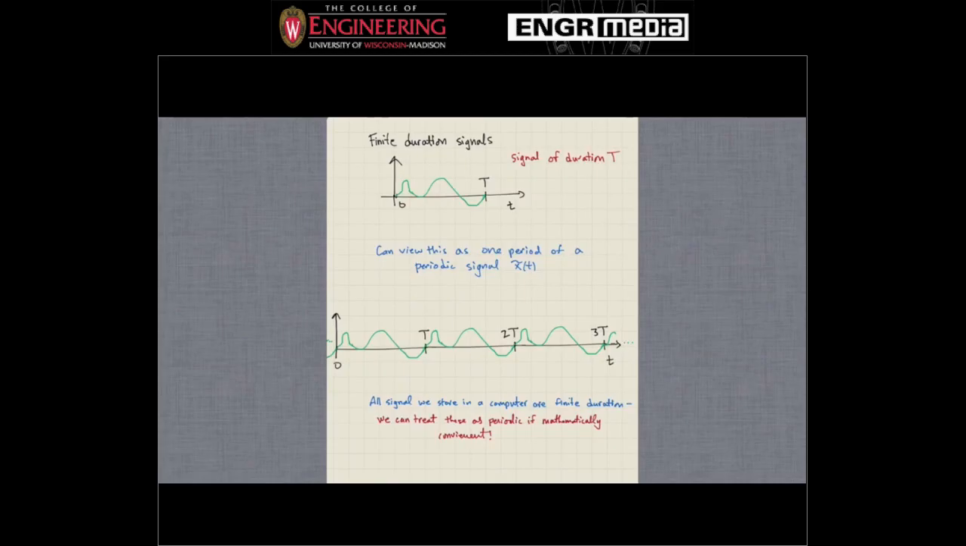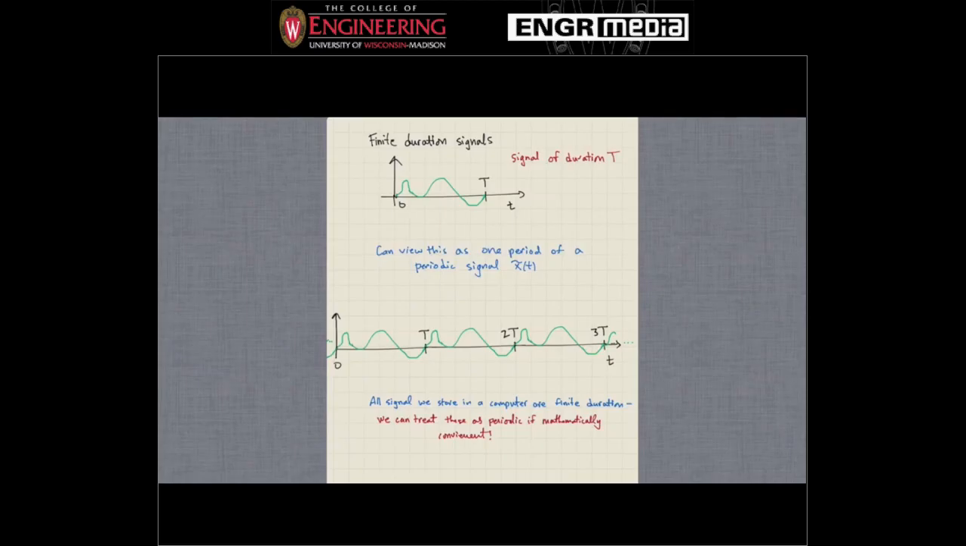So the last thing I want to mention in this lecture is how we can view finite duration signals and use all the tools we're going to develop for periodic signals, and apply those to these finite duration signals. So what do I mean by finite duration signal? If I just take a signal that, say, starts at time equals 0, and it's always 0 before time 0, and then it stops after some time t, meaning the signal is 0 after some time t, then I can view this as a periodic signal.